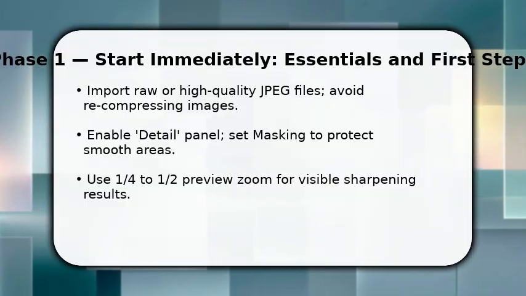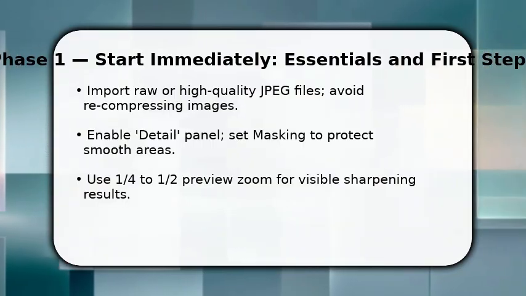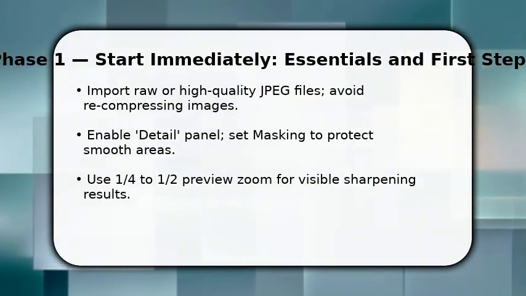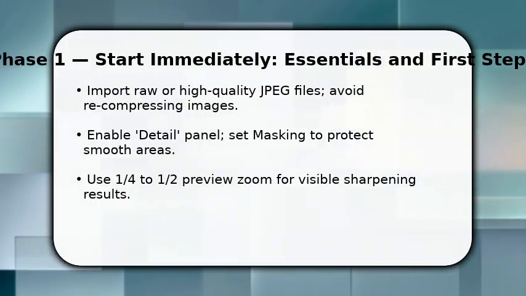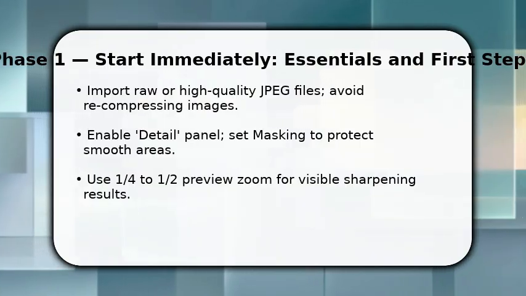You start by importing the sharpest source you have, raw when possible, because sharpening can't recover severe blur. Once images are in, open the Develop module and head straight to the Detail panel. Sharpening is the first actionable fix.